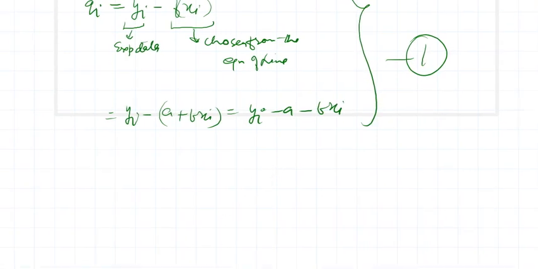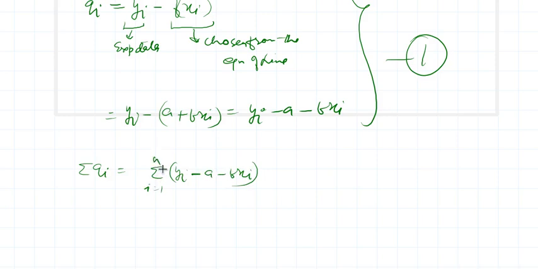Similarly, we have to decide all the errors. If I choose all the errors, then all the errors can be calculated like this: yi minus a minus bxi, where i varies from 1 to n.